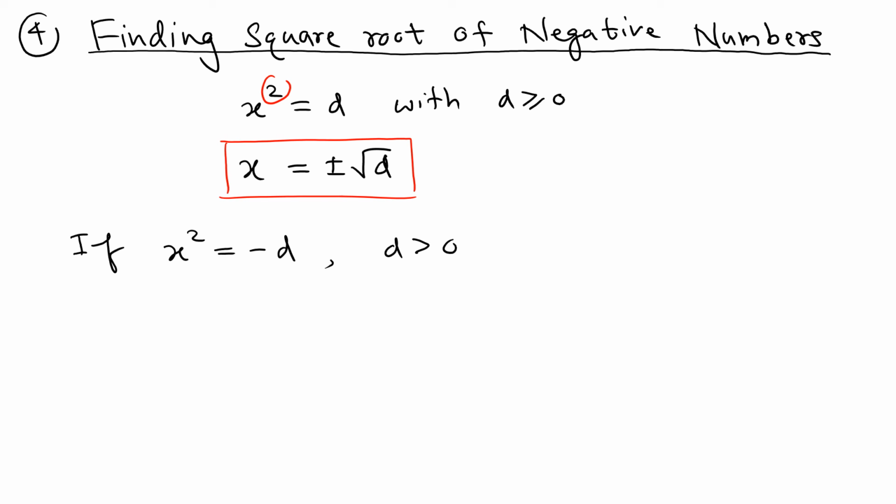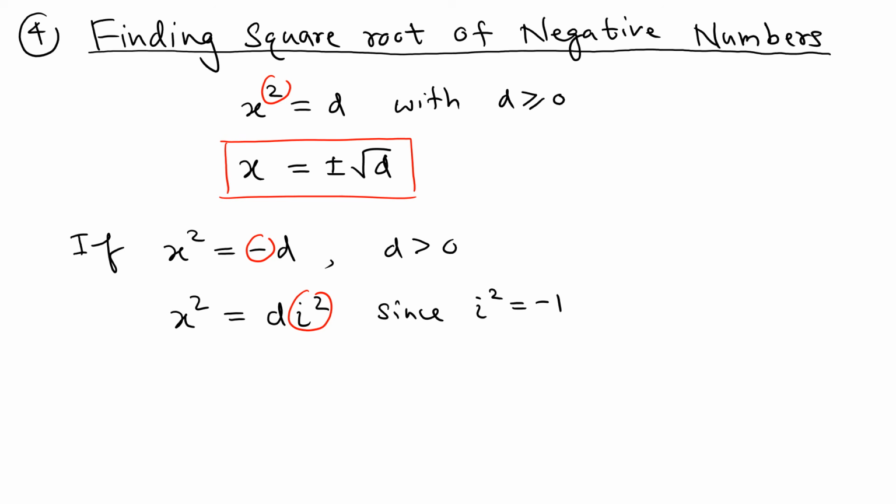So the question is how we can do a problem like that. We can use a simple trick, because we know that i squared is negative 1. So we can replace this negative sign with i squared. We can write this as x squared equals d times i squared. That's what we do: we replace the negative sign with i squared, since i squared equals negative 1.